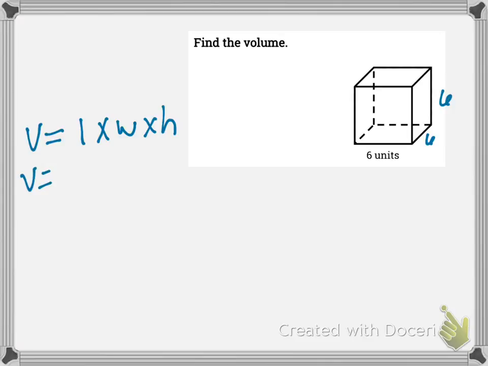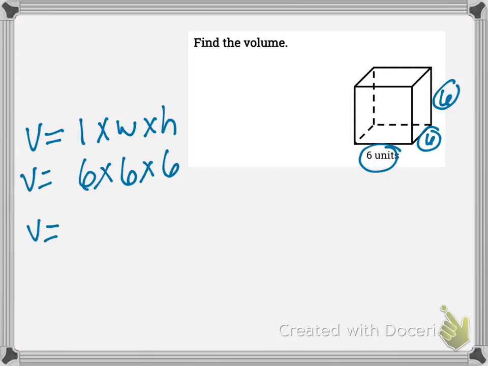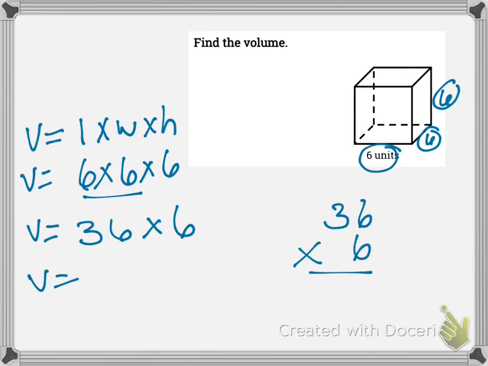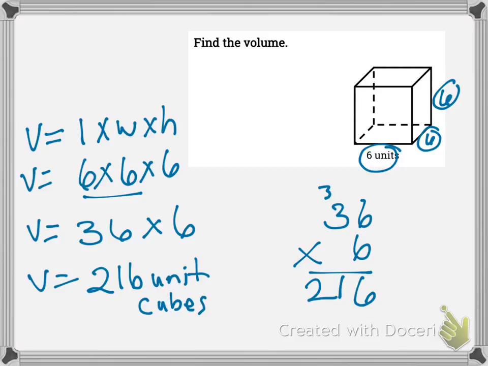So volume equals the length is 6. The width is 6, and like I said, it doesn't matter what order. Well, definitely in this case, it doesn't matter what order because they're all the same number. So 6 times 6 is 36 times 6. And then if we go 36 times 6, 6 times 6 is 36. 6 times 3 is 18, 19, 20, 21. So we get 216 unit cubes, which is hopefully what you got. If you did not get this, take a look at what I did and figure out where you went wrong. But hopefully you got it right.